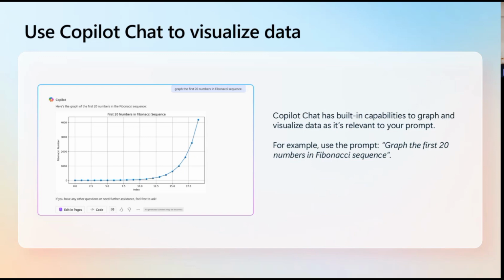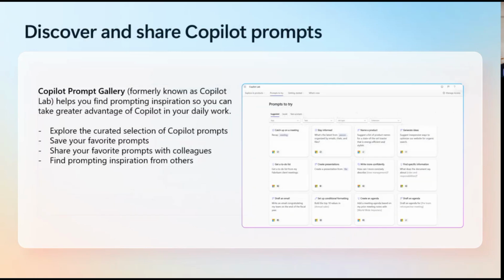So, like I said earlier, Copilot Chat can visualize data, and here we see Copilot plotting a graph for the first 20 numbers in the Fibonacci sequence.